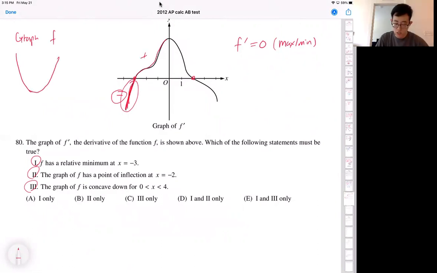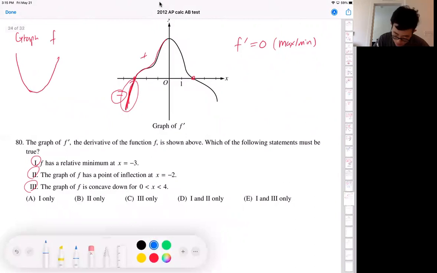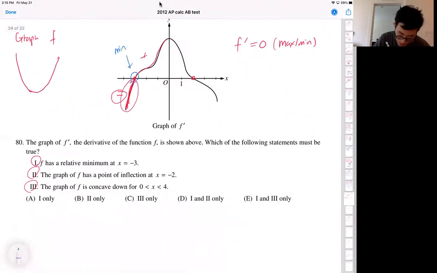So it's increasing one more time. So what does that mean? It represents this to be a minimum value, just like it will do at a tip of a parabola. So this Roman numeral 1 absolutely must be true. Eliminates a lot of choices for me.